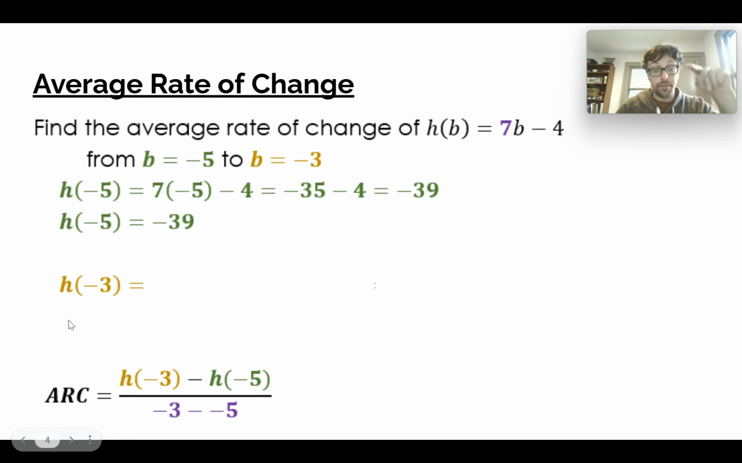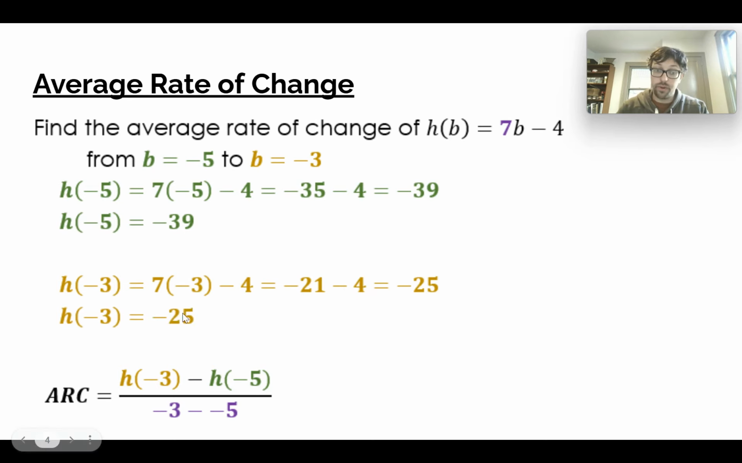But first, I want to figure out what is h of negative 3. So we replace this b here with a negative 3. So that's 7 times negative 3 minus 4, which will be negative 21 minus 4. Negative 21 minus 4, that's negative 25. So we know h of negative 3 is negative 25.